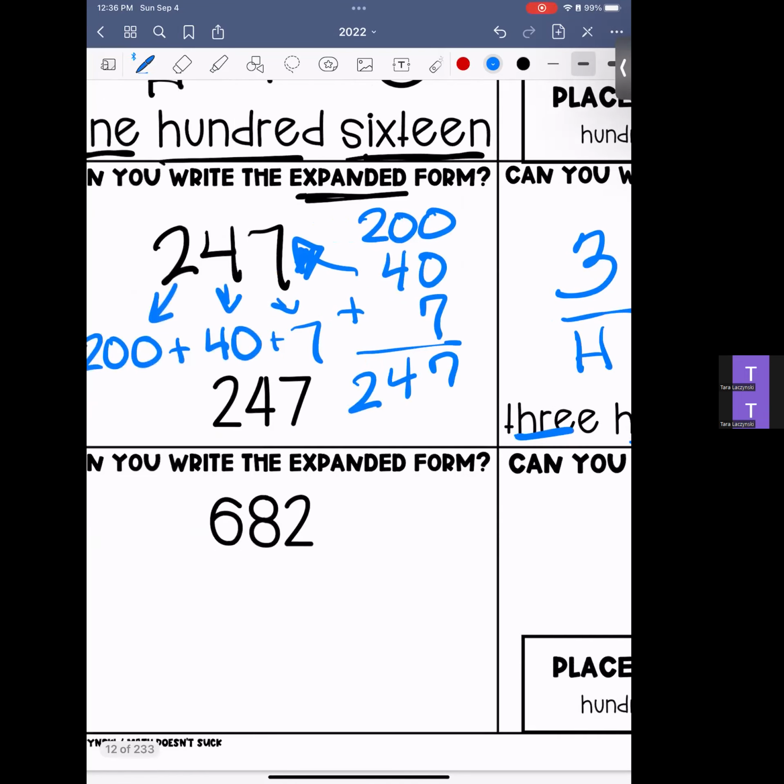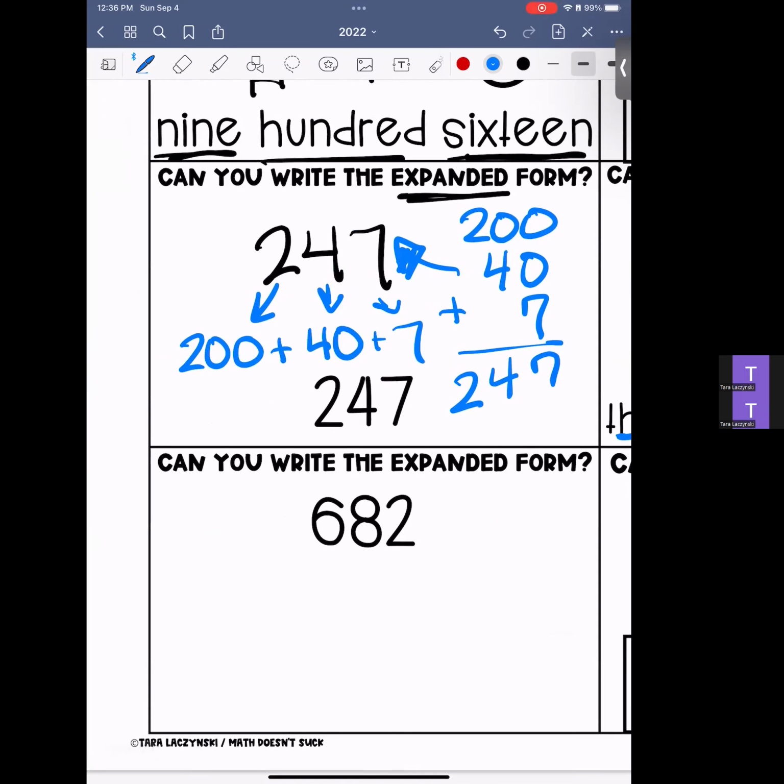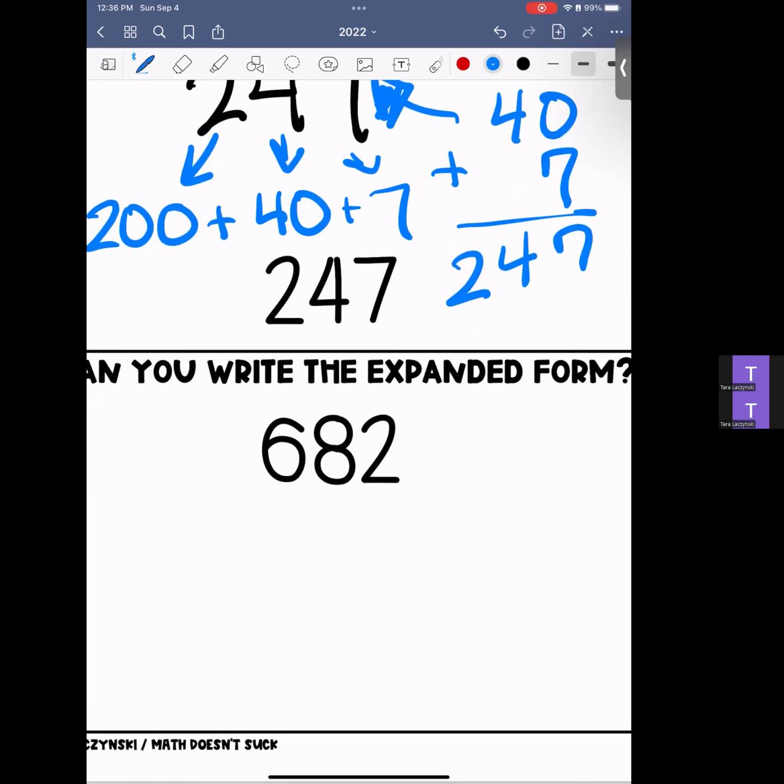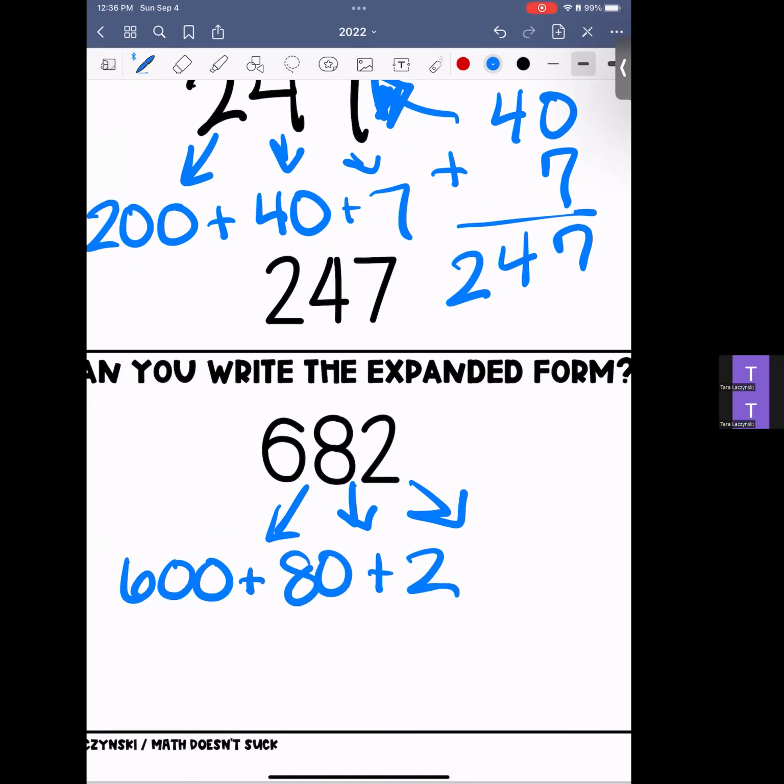All right, we're down here. We're going to expand 682. So again, we're pulling out the place value of each of our digits. So we have a 6 in the hundredths place. We have an 8 in the tens place. We have a 2 in the ones place. If I expand 682, it's going to be 600 plus 80 plus 2.